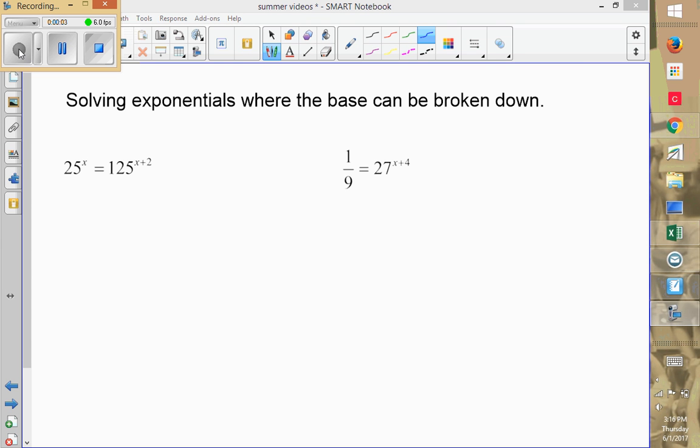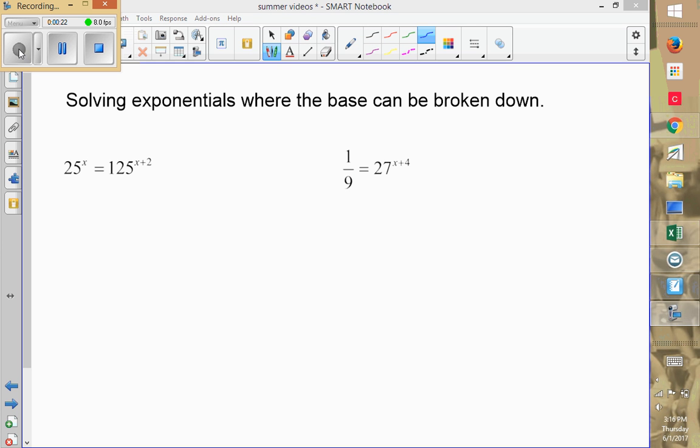This video is going to talk about how to solve an exponential equation where the base can be broken down or rewritten into a smaller base, which then will allow us to actually solve for x at that point in time.